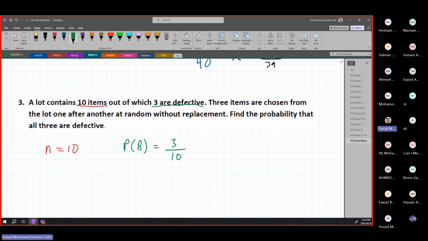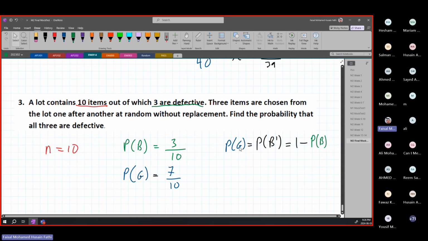Therefore, from the beginning, we can find that P of good is going to be equal to 7 over 10. In other words, another way to find it using probability is P of good is equal to P of not bad or not defective, which is equal to 1 minus P of bad. And you will get 7 over 10. Either you can do it that way, or you can say that 3 plus 7 is going to be 10. So 3 are bad out of 10. What is remaining? 7, which will be good.